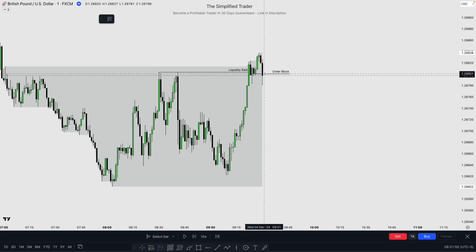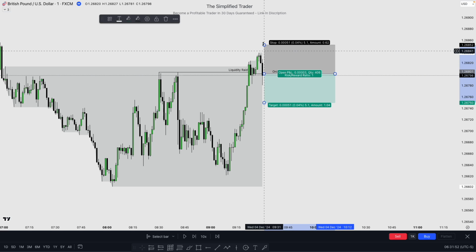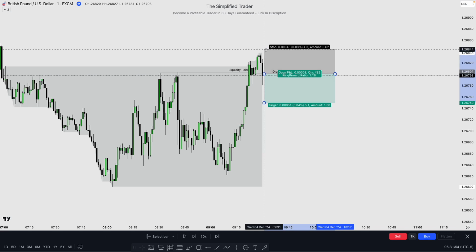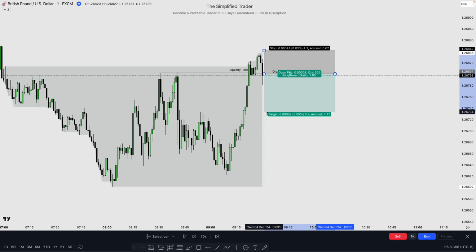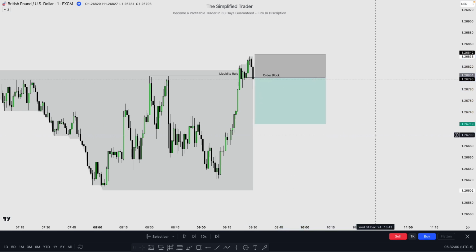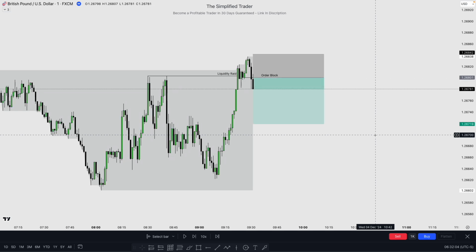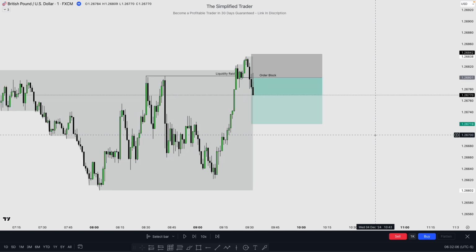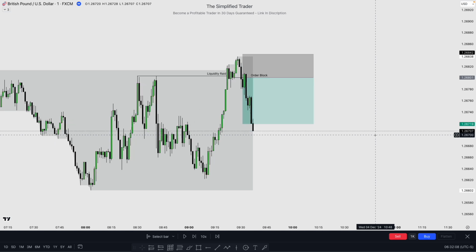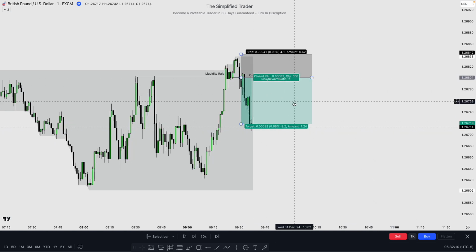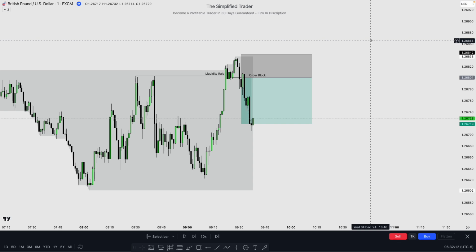You take an entry on the retest of the order block. Stop loss goes at the high or above the high, and you target a fixed 2R. That's it. That is how easy your trading should be. We can see we get tapped in on the very next candle, and if we let this play out, this market runs through, giving us a nice 2R trade for the day.